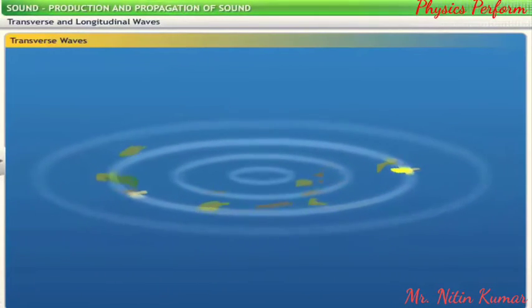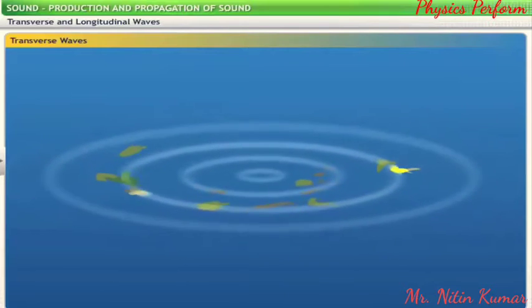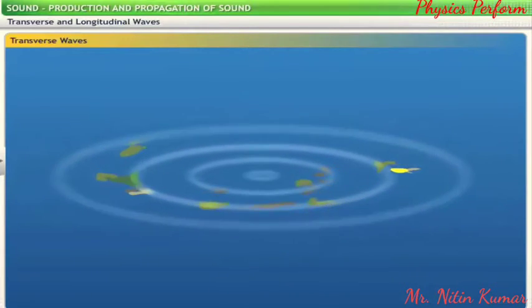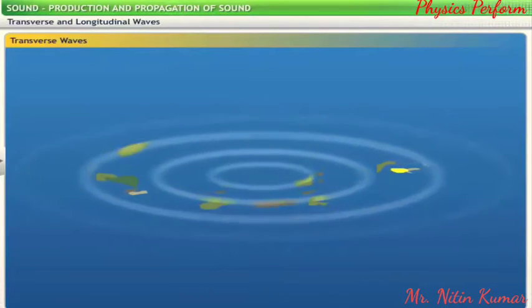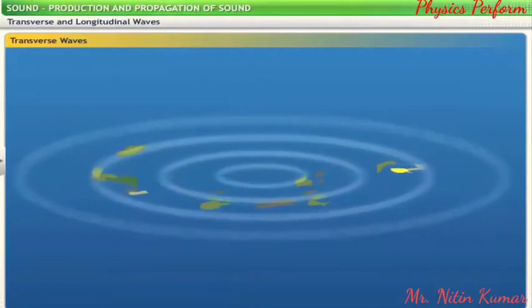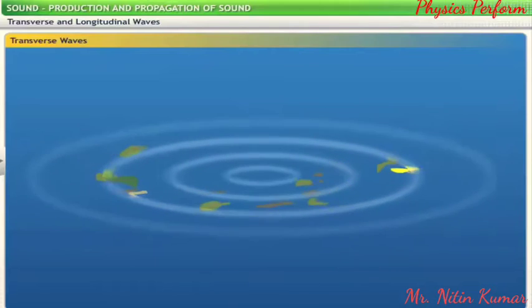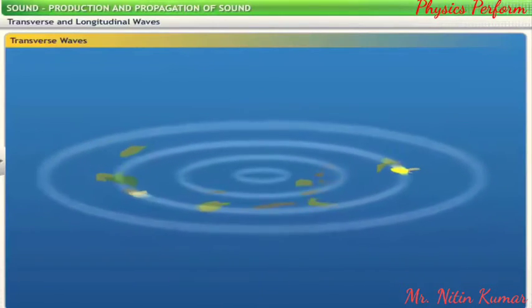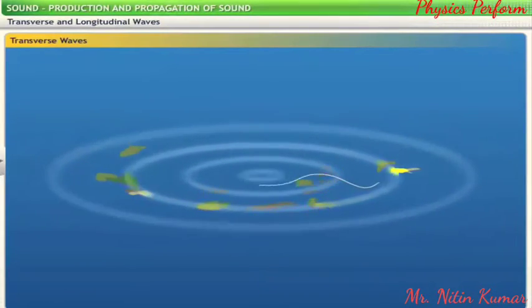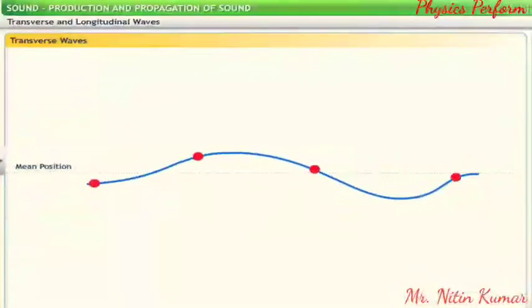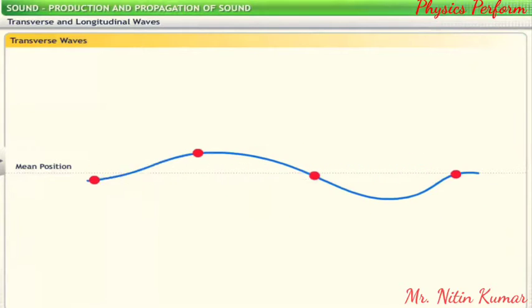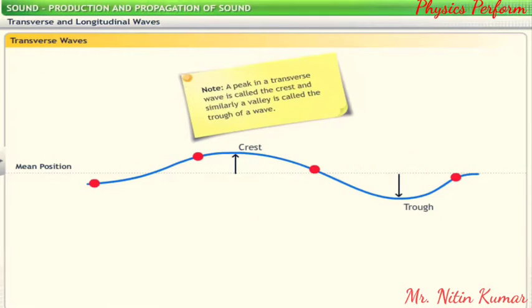In fact, try and observe closely tiny particles and dried leaves on the surface when ripples are formed. These particles do not go with the wave, but just move up and down at their positions about a mean position. This figure depicts the propagation of a transverse wave. You will learn more about transverse waves in higher classes.